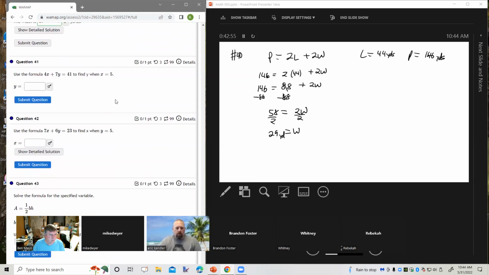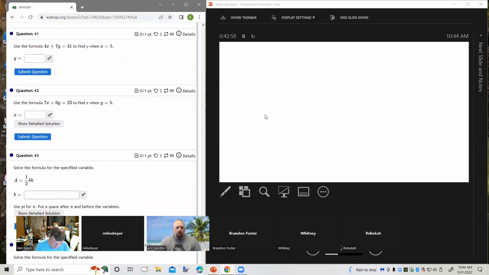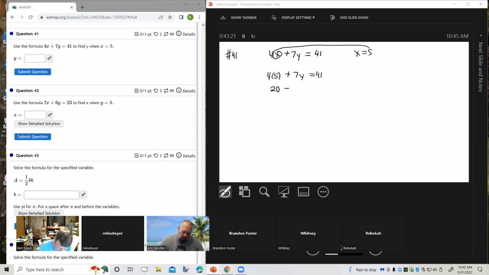All right, we'll go on to 41 then. Use the formula 4x plus 7y equals 41 to find y when x is 5. So 5 goes in the place of x. We get 4 times 5 plus 7y is 41. 4 times 5 is 20. 20 plus 7y is 41. Subtract 20 from both sides. 7y equals 21. Divide both sides by 7. Y equals 3.